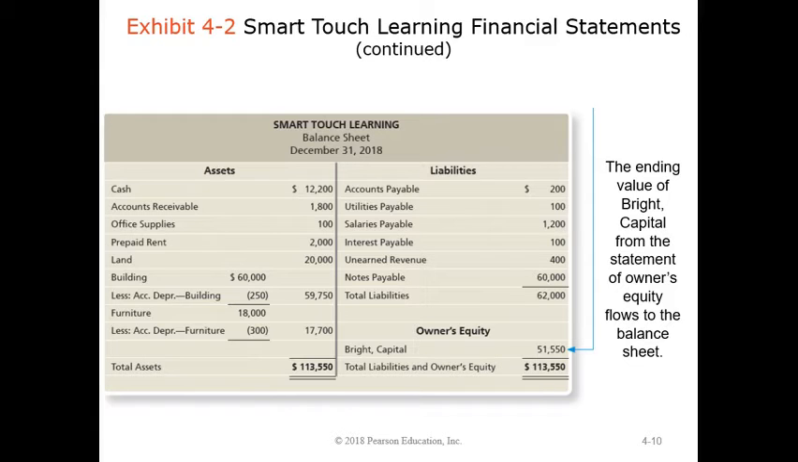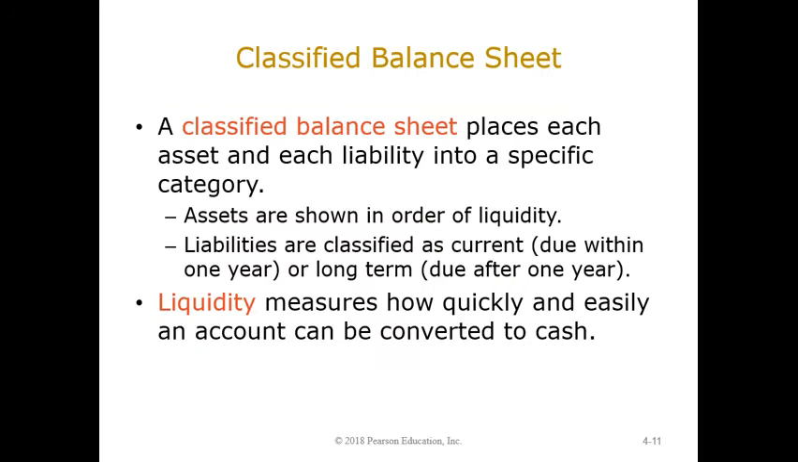And in order to create the balance sheet, we have to have that capital number, and in order to get that capital number, we have to create the statement of owner's equity. And to create the statement of owner's equity, we need the net income or net loss from the income statement. So that is the relationship between these 3 financial statements, and the reason why we have to prepare them in that specific order.